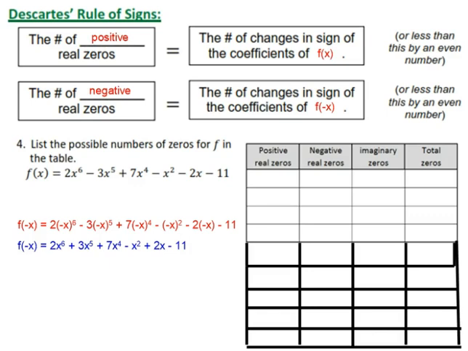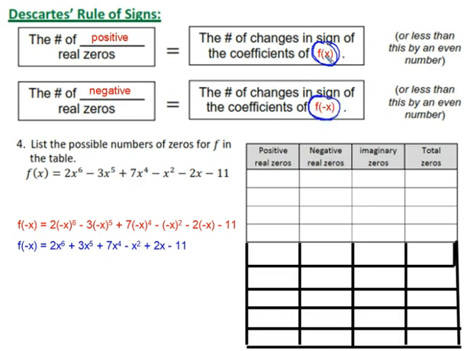But this is his rule of signs. So in order to determine the number of positive real zeros or real x-intercepts, we want to look for the number of changes in sign of the coefficients of our original function. Now, to determine the number of negative real zeros we have, we want to go through the same process, but this time we're going to check out the function f of negative x.